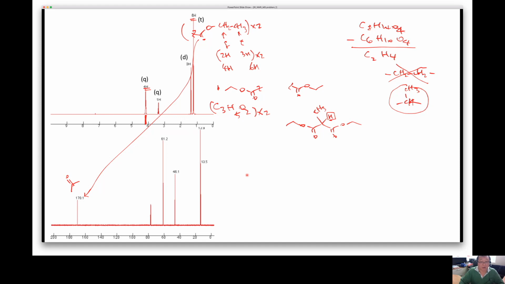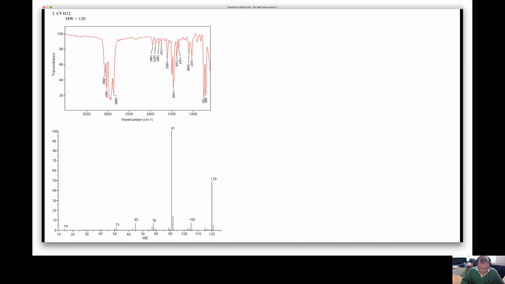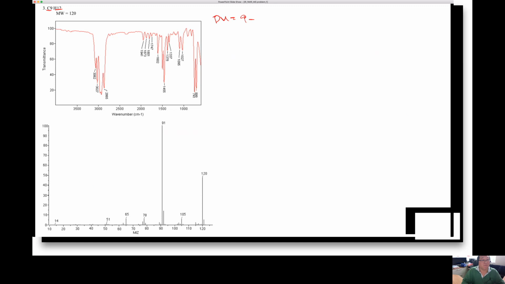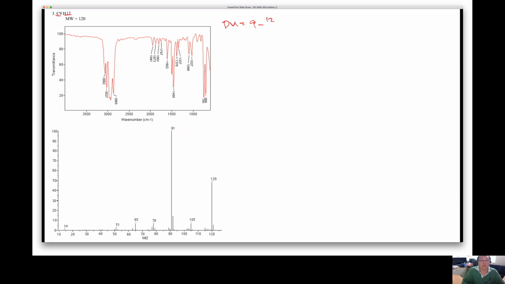Okay, so moving on. The next one is C9, so we've got a large number of carbons and just H12. The degree of unsaturation, if you calculate it: 9 is the number of carbons, and then half of the hydrogens, 12 divided by 2, plus 1, so that would be 4. So we've got 4 degrees of unsaturation.